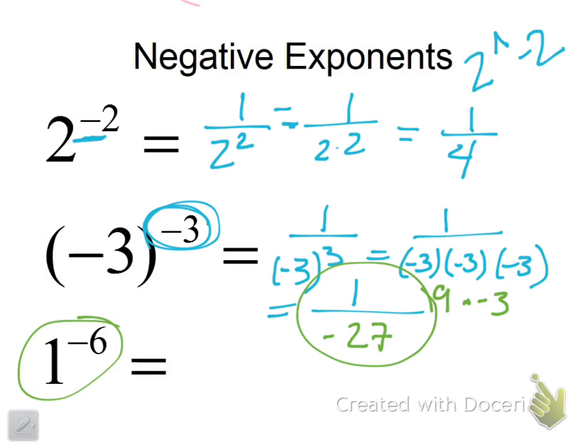1 to the negative 6 is 1 times 1 times 1 times 1 times 1 times 1. We should get 1 because it's 1 over 1, which is still 1. So whenever you see a negative exponent, flip it to the opposite side. If it starts on the top, it needs to be flipped to the bottom. If it starts on the bottom, it needs to be flipped to the top.